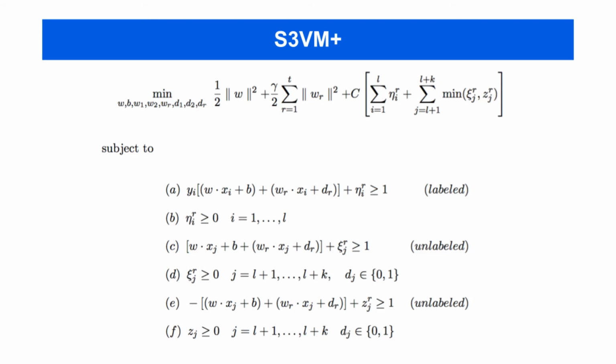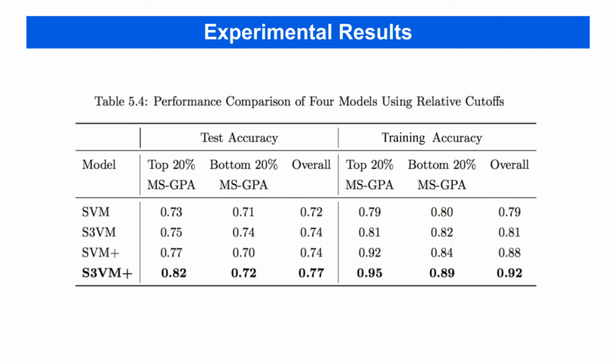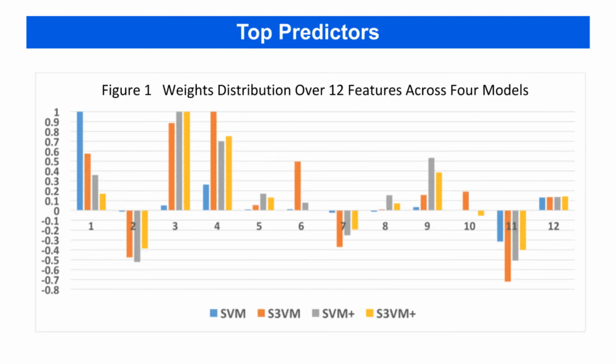We applied our model to the new data set and we present our experimental results compared with three baseline models, SVM, S3VM, and SVM+. Our model has the best overall performance among all models. S3VM and SVM Plus both did better than the standard SVM. From the training accuracy, we can confirm that our model has a better overall fit of the data as compared to other models.